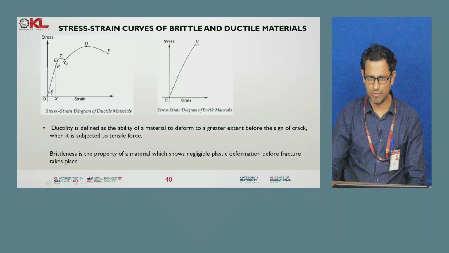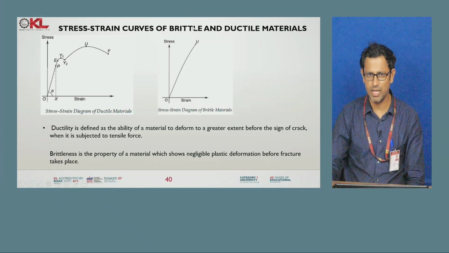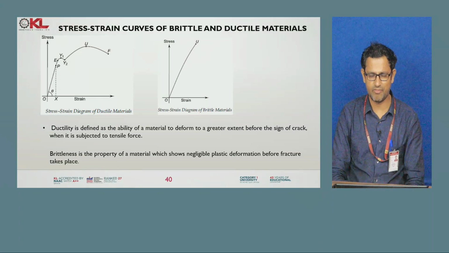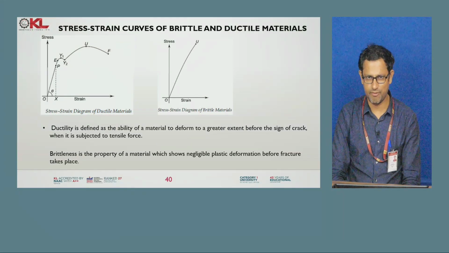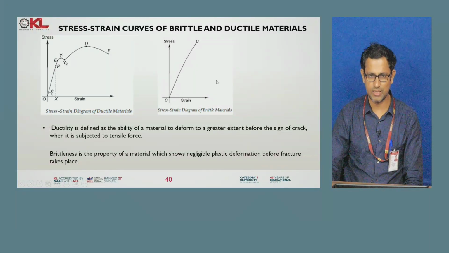So you cannot find a clear-cut plastic zone for brittle materials; there won't be any plastic zone, or only negligible plastic deformation. How can we find out whether the failure is brittle or ductile? If I get my stress strain curve like this under tensile loading, then I can say the material is subjected to ductile failure. If I get the stress strain curve like this, then I can say the material is subjected to brittle failure.